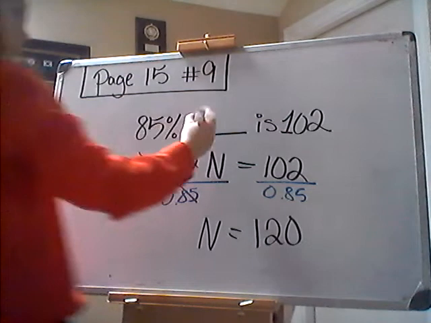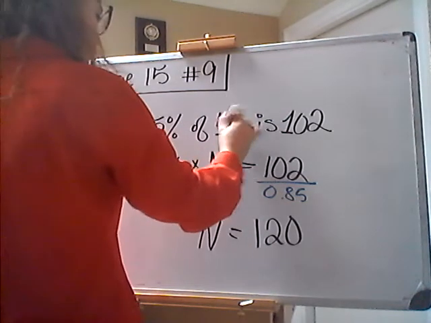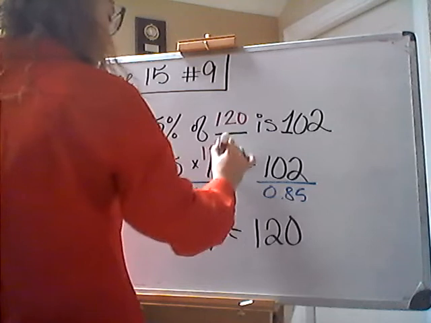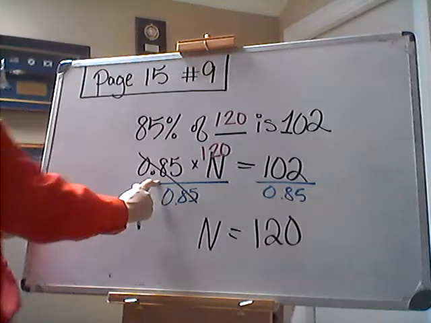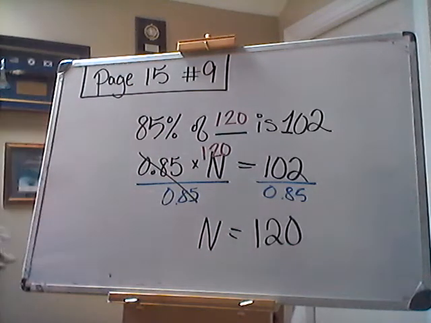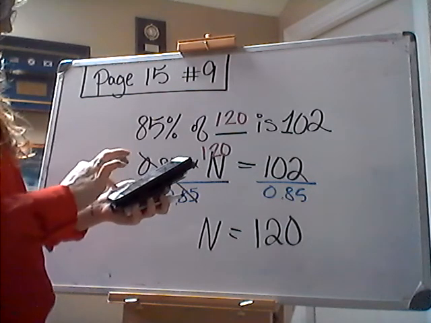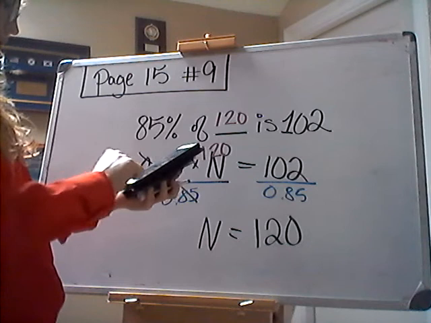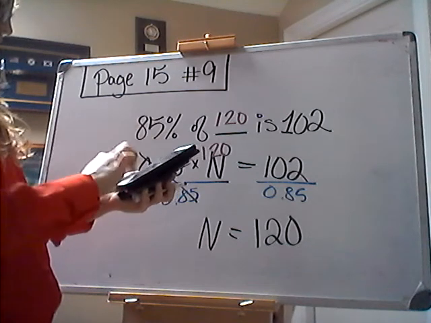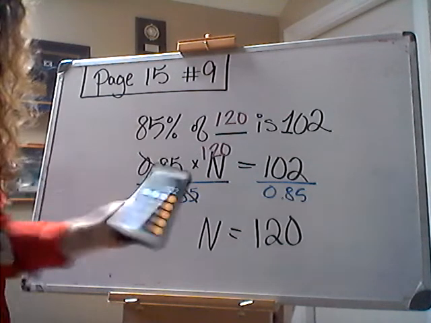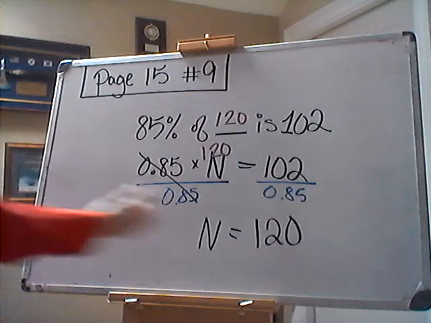Let's check to see if it works. Let's see if 85 hundredths times 120 equals 102. Okay? 85 hundredths times 120 is 102. It checks out. This is the correct answer.